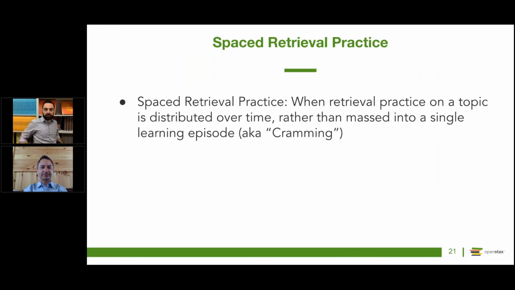So the next basic idea that we'll be talking about is spaced retrieval practice. Put simply, this refers to when we take retrieval practice on a topic and we distribute it over time rather than massing it into a single learning episode. So we're still spending the same amount of time overall practicing retrieval of a topic, but rather than doing it all at once, we split it out over time.